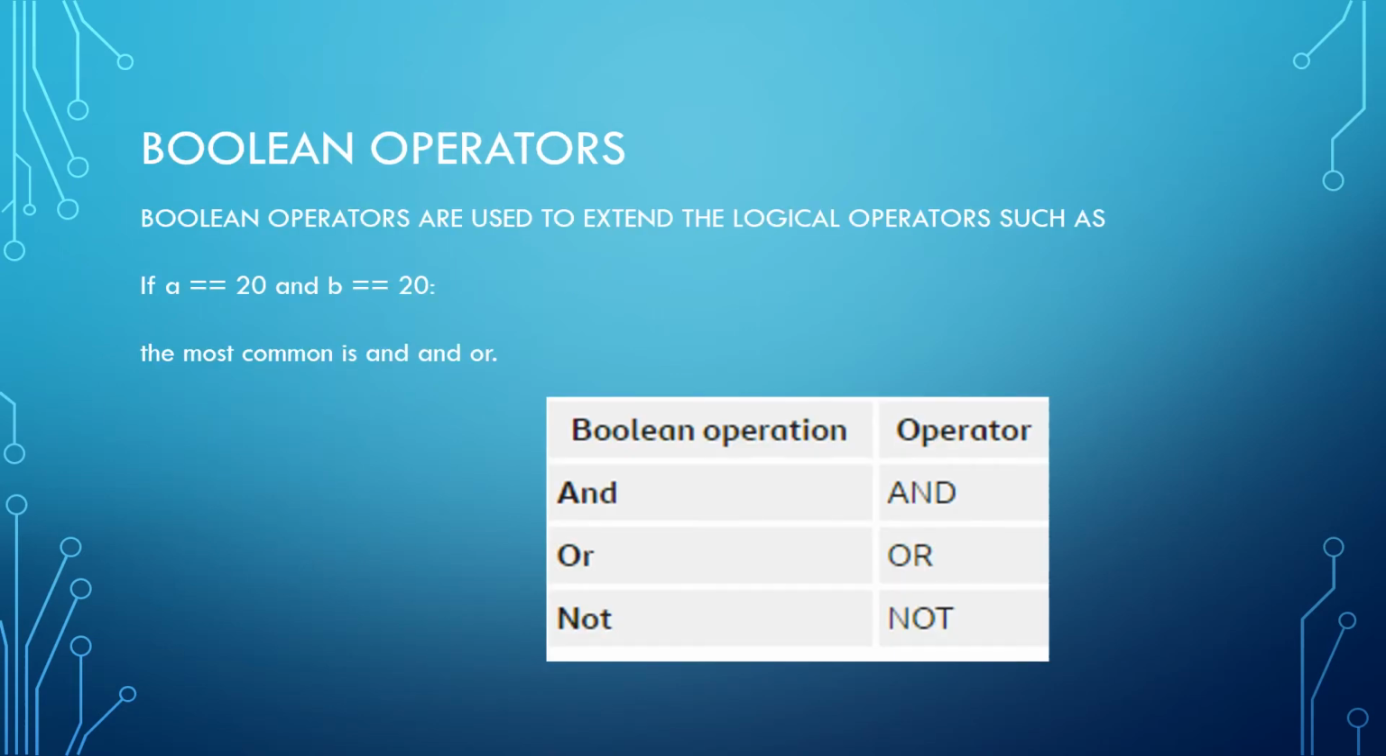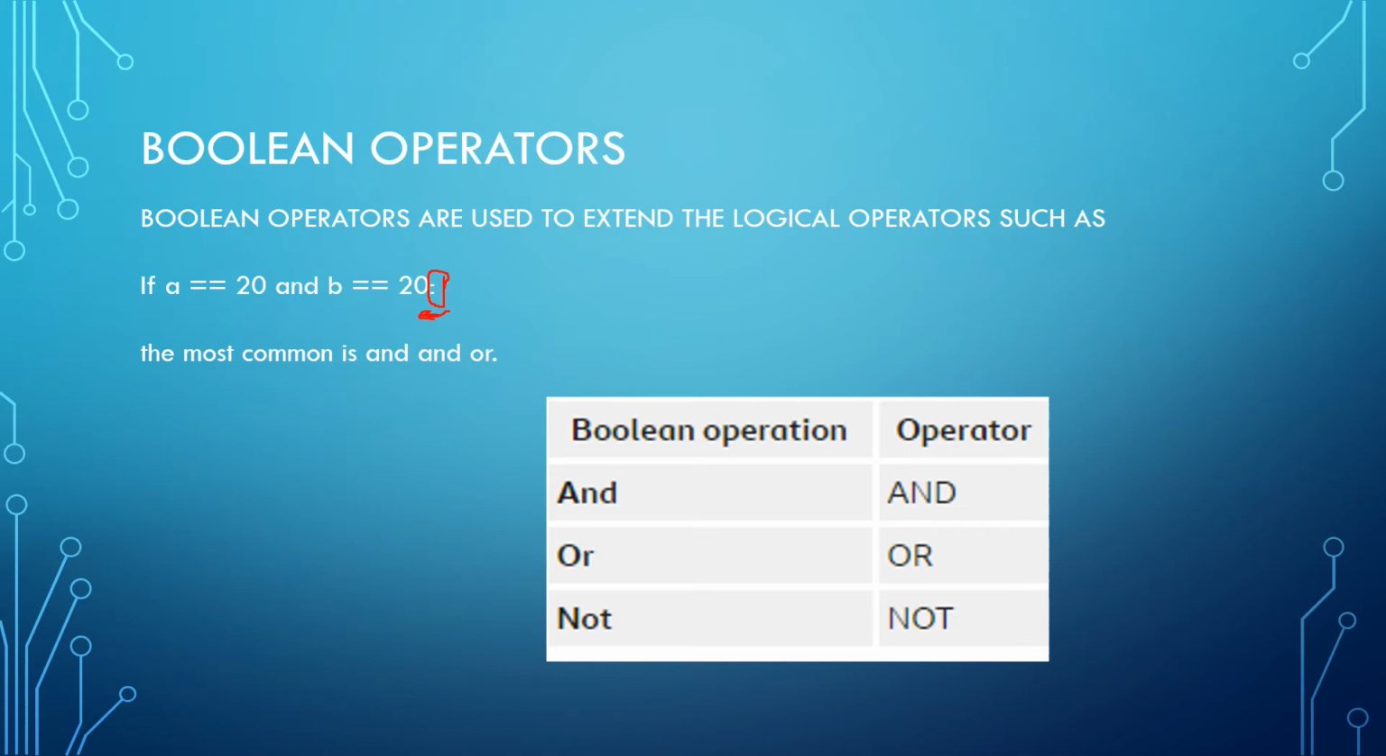Boolean operators. Boolean operators are used to extend the logical operators, such as if A equals 20 and B equals 20, then the condition equals true. So whatever's underneath this code will run. The most common are and, or.